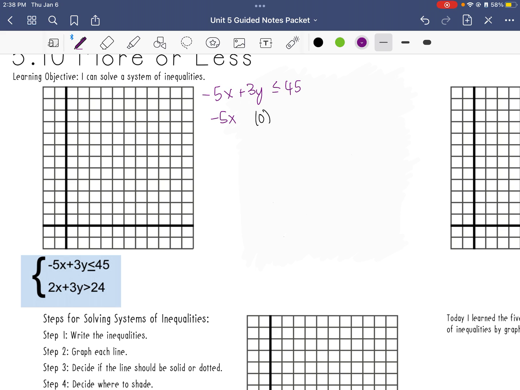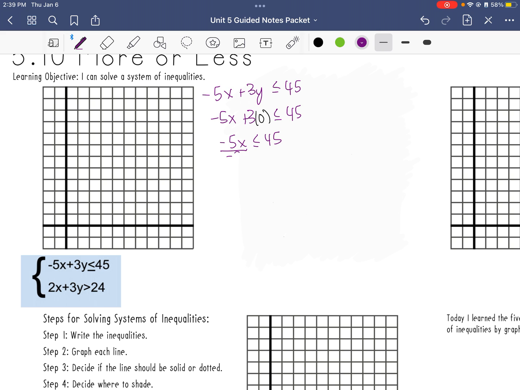So we can say negative 5x plus 3 times 0 is less than or equal to 45, and that's going to give us where the x is going to cross. Now, when we plug a 0 in here, this whole thing just turns into a 0. So I tell everybody in class, you can actually just cover the y up and solve that equation as if that part never existed, because it's going to 0 out. So negative 5x is less than or equal to 45.